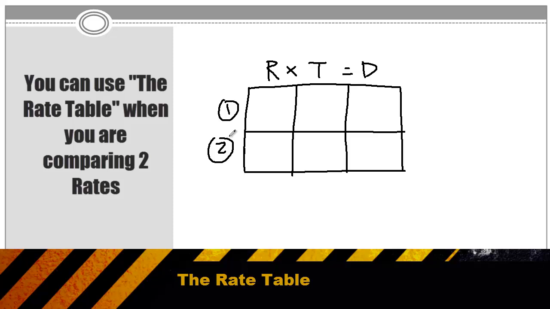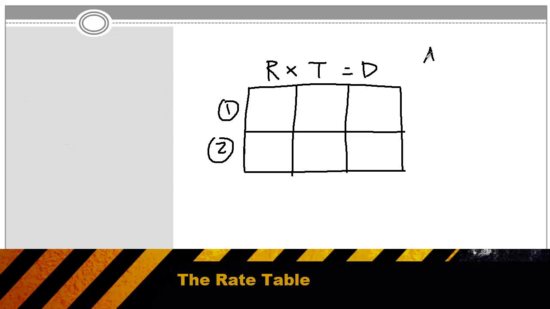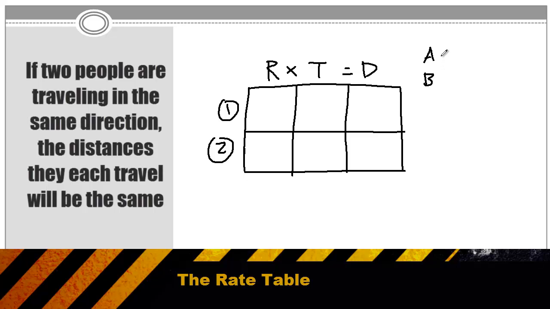Generally speaking, there are 2 or 3 kinds of rate problems. You can have a problem where you have 2 people starting at the same place and they travel the same distance. Those are problems where 2 people are traveling in the same direction.